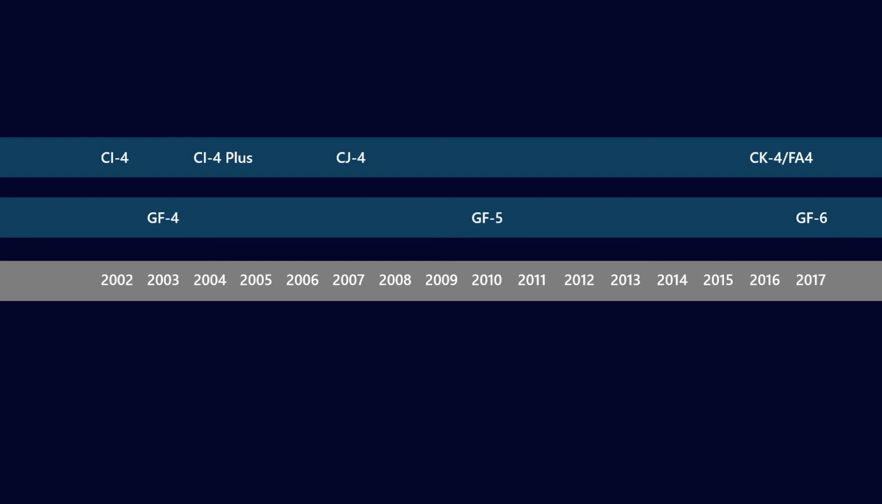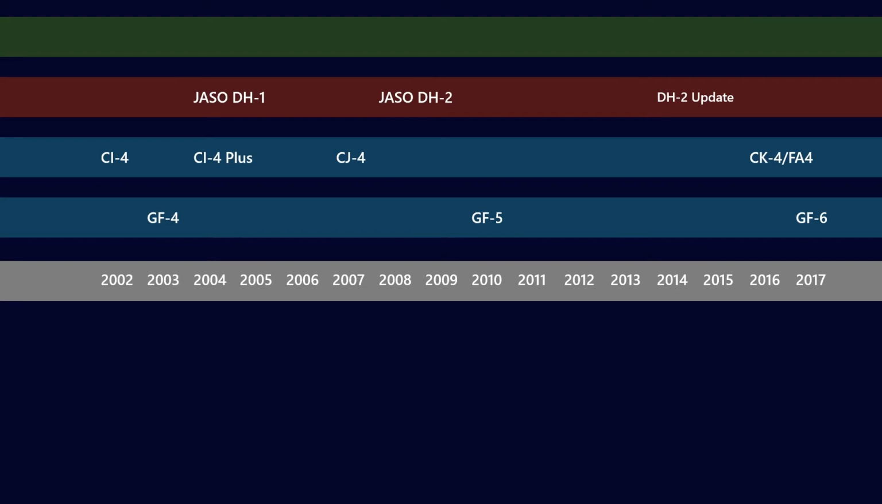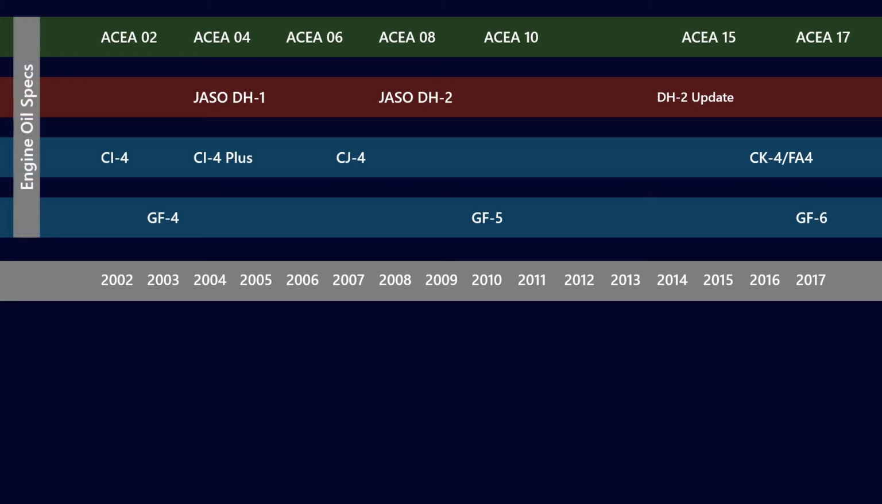But we also have different regulatory regimes around the world. And of course, there are many different engine manufacturers from different countries. So predominantly you've got the US, but there is also Japan, for example, with their JASO specs. And in Europe, we've got the ACEA specs, so ACEA 2 through to 17, and they're generally based on the year that they were released. Now, those are the engine oil specifications.